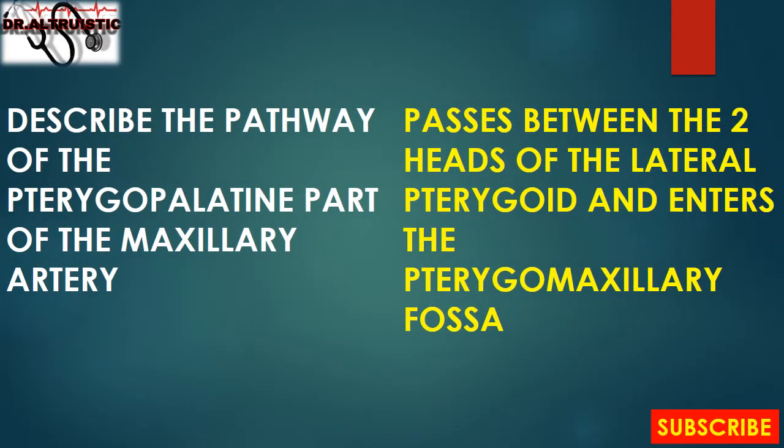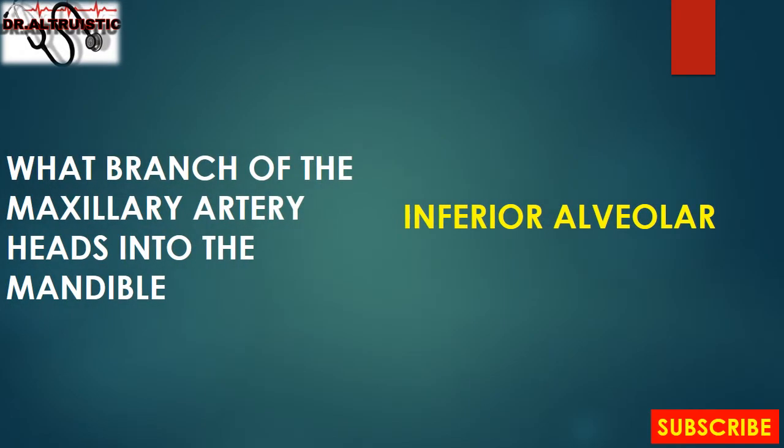Describe the pathway of the pterygopalatine part of the maxillary artery. Passes between the two heads of the lateral pterygoid and enters the pterygopalatine fossa. What branch of the maxillary artery heads into the mandible? Inferior alveolar.